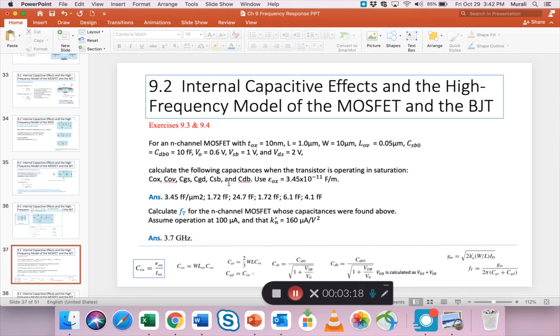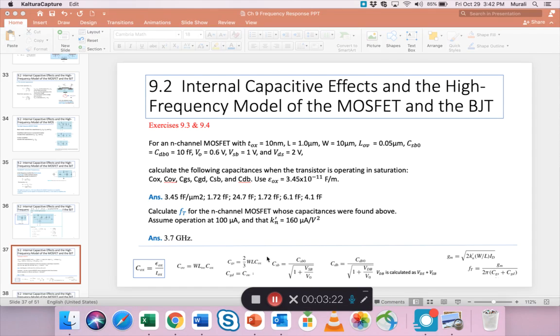All right. So the formulas for all of this, I have gathered them at the bottom here. COX equals epsilon OX by TOX. We have seen this before, but in case you don't remember it, here's the formula. And epsilon also has a value. Epsilon OX is given, in farads per meter.